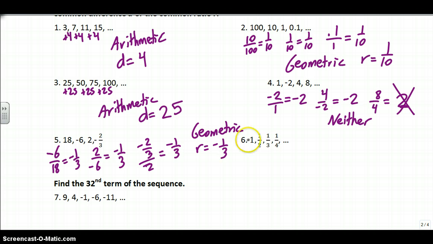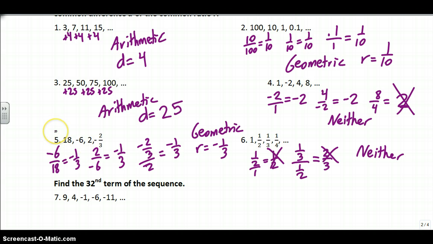Number 6, let's see, 1 to 1/2, you would subtract a half. 1/2 to 1/3, you would, oh gosh, subtract what? 1/6? Oh, so they're not the same. Multiplying, well, let's see, 1/2 divided by 1 is 1/2. 1/3 divided by 1/2 is actually 2/3. Not the same. So this is neither again. Be on the lookout, okay? To test if it's geometric, take a term divided by the previous term and continue doing that and make sure they're all the same.